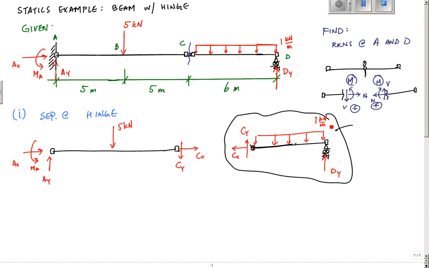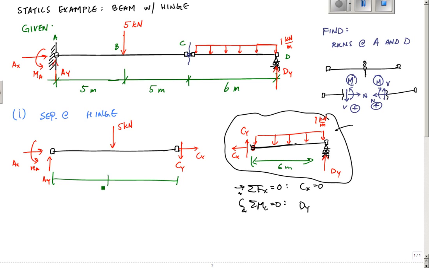And if I sum the forces in the x in this part right here, that tells me that Cx is 0, obviously. And then I could sum moments about C equal to 0 at this point. That'll tell me dy times 6 meters. This was 6 meters, and this was 5 and 5 meters. Okay, dy times 6 meters.